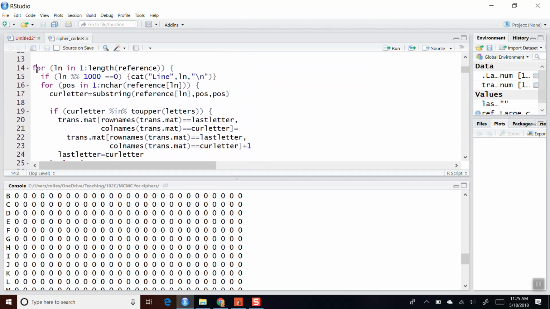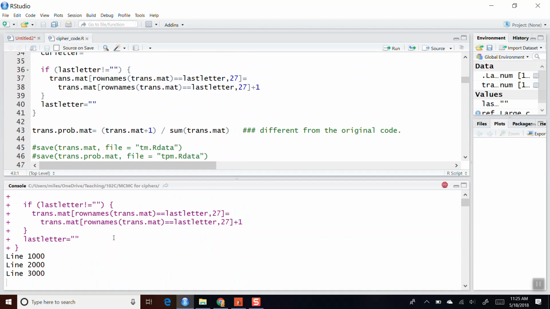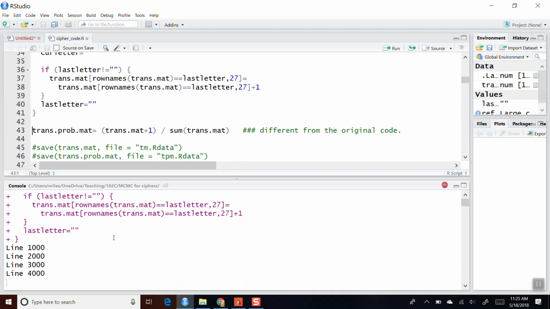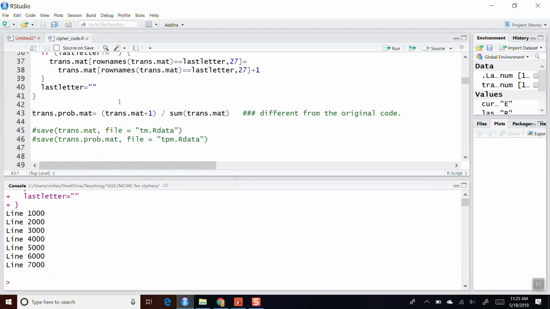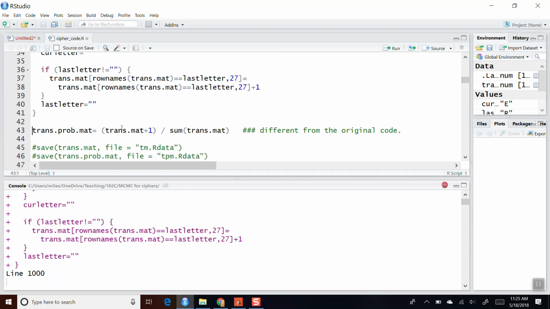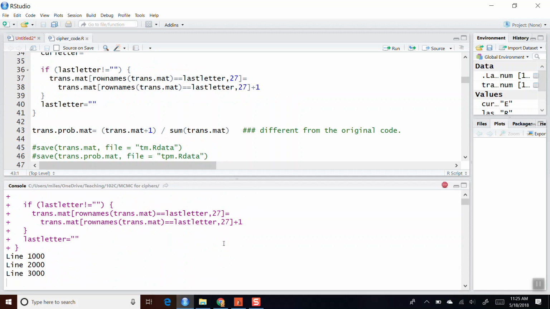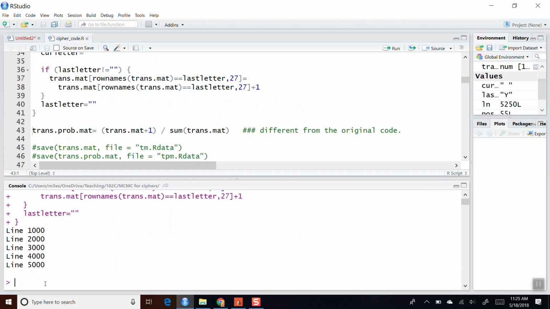Okay, and so we can run this, and as it's running, it's going line 1000, line 2000, line 3000, line 4000. It's running through all of these, and I'm going to just stop it here after 7,000 lines. We could sit and wait for all 65,000 lines, but just in the interest of time, we won't do that. Oh, shoot. I zeroed it out. Okay, so let's just do a few thousand lines, and you'll get the idea of what this transition matrix looks like. Okay, so this is after 5,000 lines.